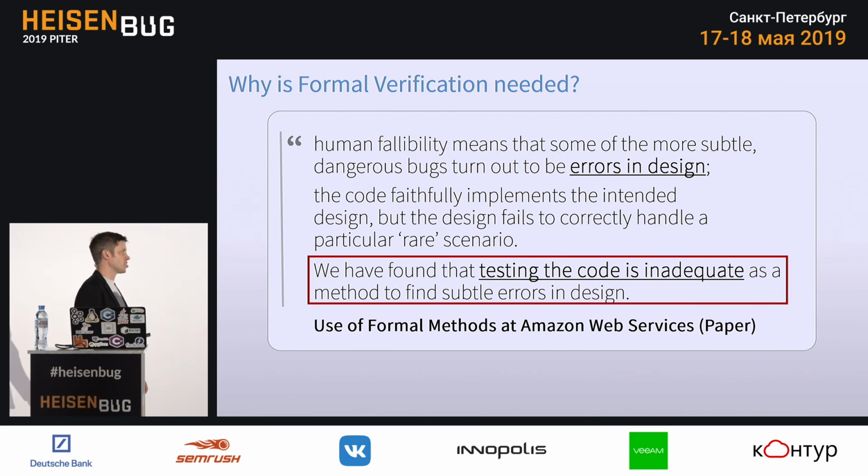We have found that testing the code is inadequate as a method to find subtle errors in design. That's not to say that they don't do testing, they do a lot of testing, but they've found that they need something more to find some of the edge cases in their distributed systems, which they rely on massively. And you think, what happens when S3 goes down, because so many other services depend on it, and so many clients depend on it.